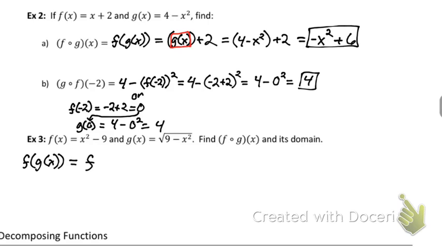Well, g of x, so we're doing f of g of x, which would be 9 minus x squared. So that means I'm plugging that square root of 9 minus x squared in its entirety in place of that x there. So that would equal square root of 9 minus x squared, minus 9.